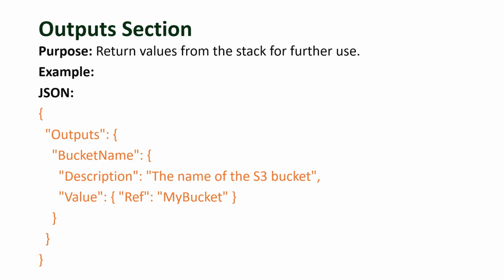The outputs section declares values that you want to return when your stack is created. These values can be imported into other stacks or used for display purposes. Return values from the stack for further use. Let's take an example in JSON. Outputs, BucketName, description, whatever description you want to give to the bucket. For example, the name of the S3 bucket, value, reference MyBucket.